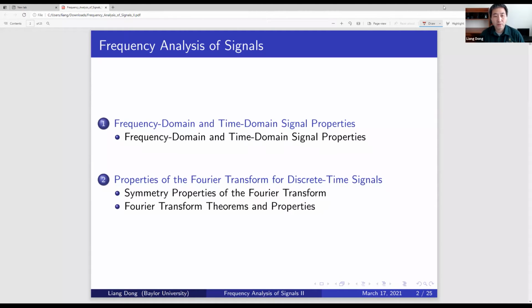This is similar to what we have done for the Z-transform. When we learned the Z-transform, we also listed the properties of the Z-transform, went through the list one by one, and proved a few of those. So we are going to do the same for the Fourier transform.